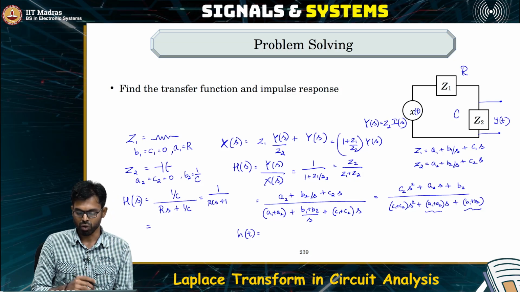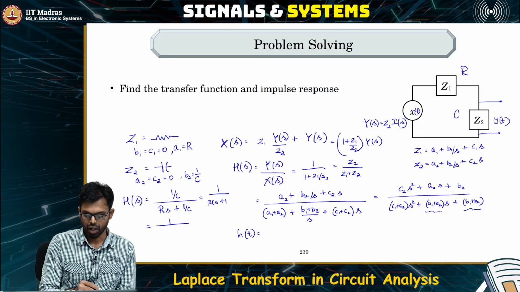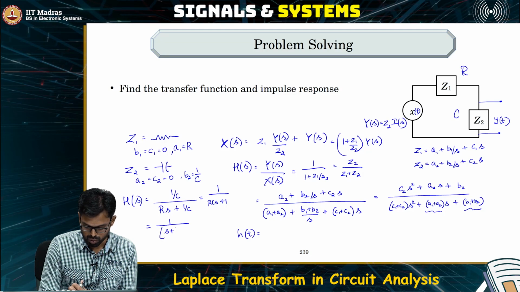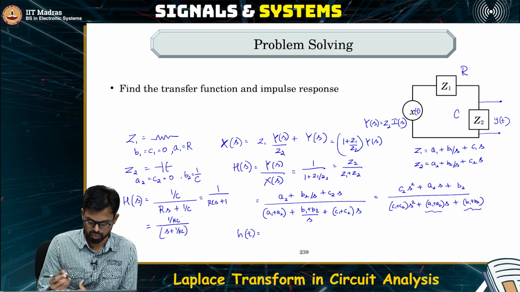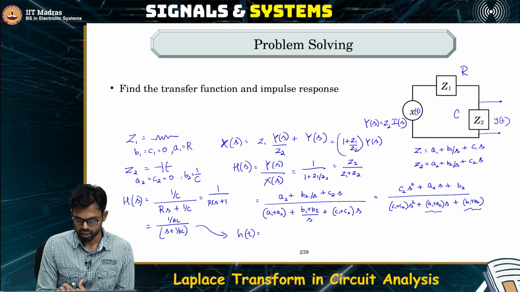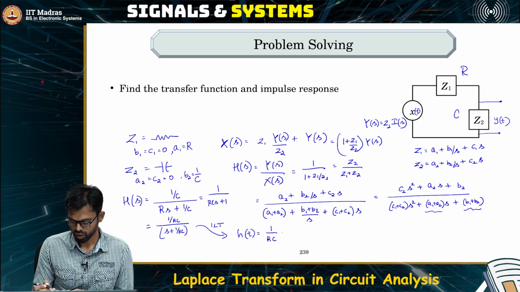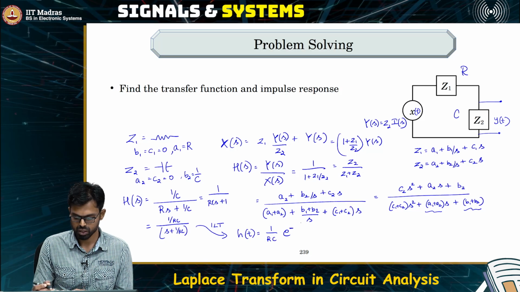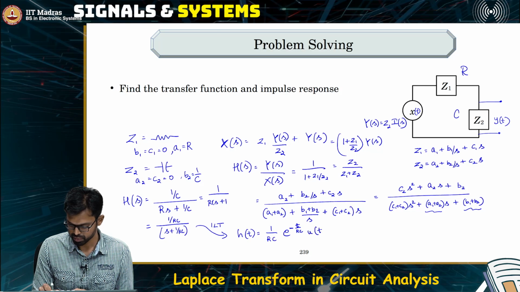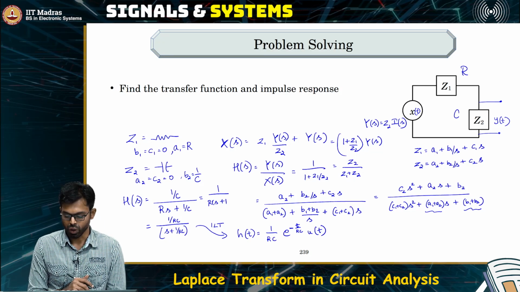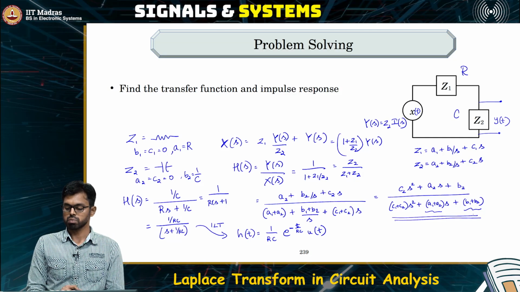So, if you want to write it in the form of 1 by S plus A, once again you just take R common, then you get S plus 1 by RC, and in the numerator you get 1 by RC. Now from this you can take the inverse Laplace transform. And if you take the inverse Laplace transform, what is the impulse response? It's e power minus t by RC times u of t. Right? This is exactly what we got earlier also. So now this is a very nice generic expression. This is quite nice.